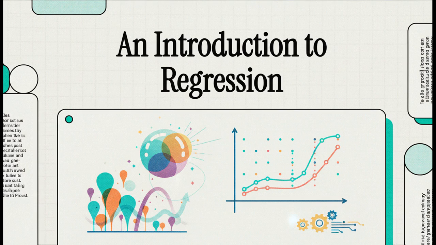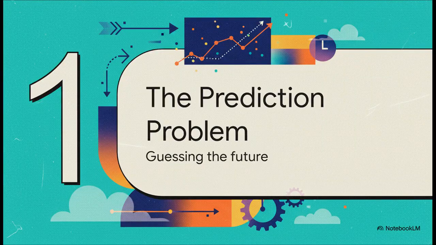Have you ever wondered how we predict the future? Not with some crystal ball, but with actual data. Well, today we're going to dive into exactly that. We're talking about regression, which is one of the most fundamental tools in all of machine learning for figuring out what's coming next. So let's get right into it.